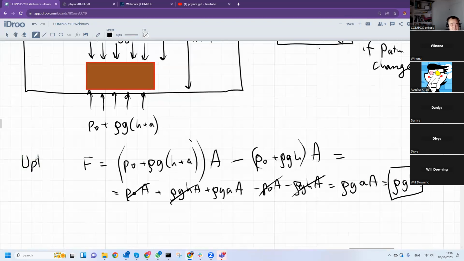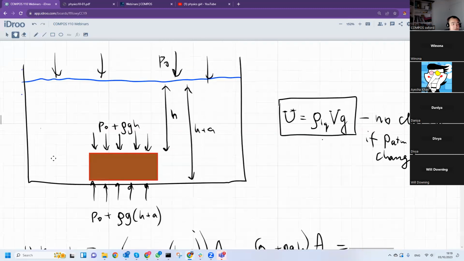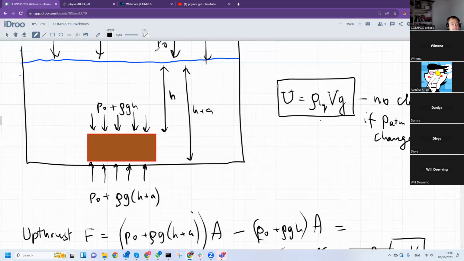So if we reduce the pressure to P0 over 2, this reduces to P0 over 2, and this reduces to P0 over 2. And they still cancel out. The pressures cancel out, so there's no change. There's no change whatsoever.